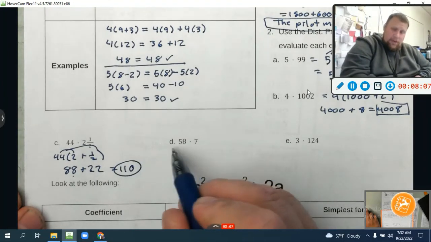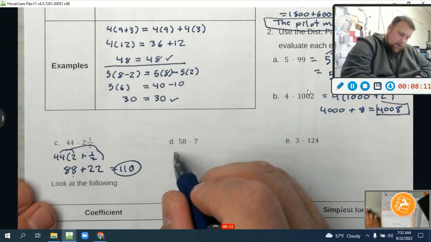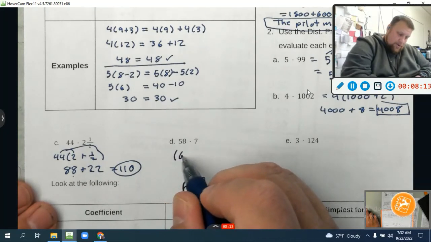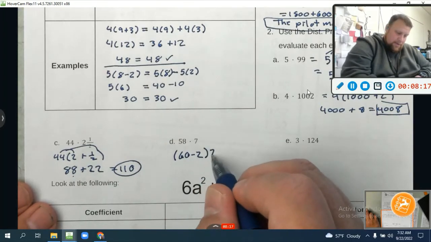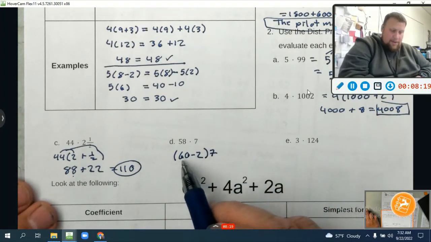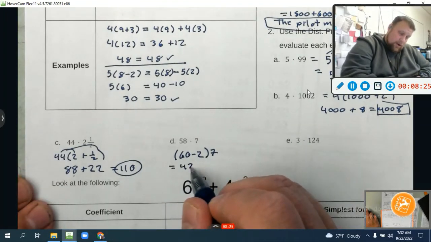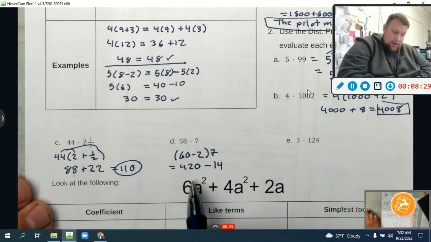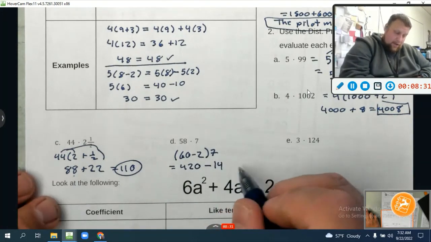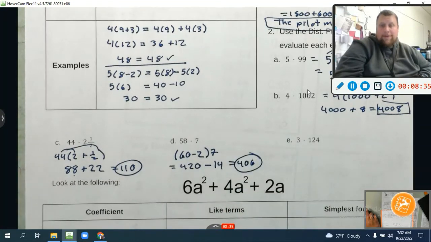Now this one could be a little more challenging. Notice the 7's on the other side, so I'm just going to go, all right, let's do 60 minus 2, since 58 is closer to 60. And then times 7. Well, 7 times 60, that might be hard for you. What's 7 times 6, though? It's 42. Add a 0. So this just equals 420 minus, and then 7 times 2 is 14. And 20 minus 14 is 6, so I just have 406. Again, this is how I do mental math.